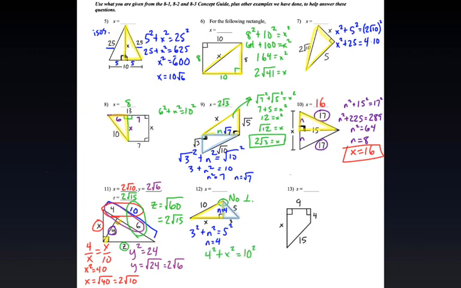Now I can solve for the yellow triangle. 4 squared plus something squared equals 10 squared. That's x squared equals 84, which simplifies down to 2 square root 21.